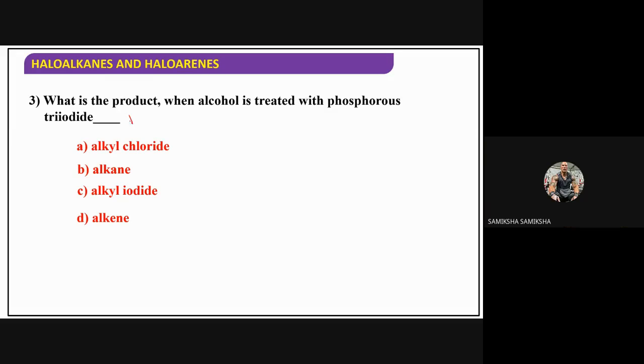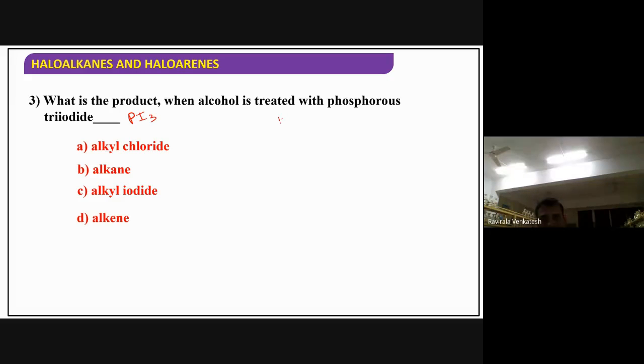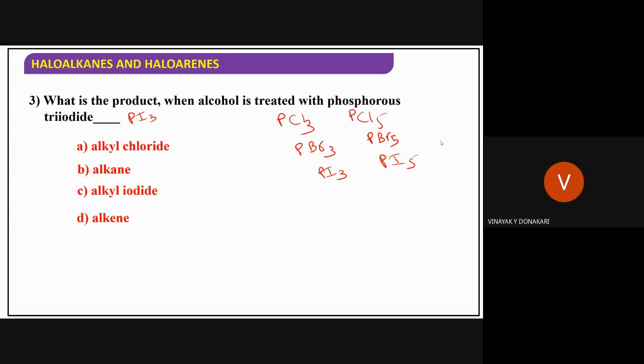PI3. C, alkyl iodide. So actually, I have taken PCl3, I have taken PCl5. Now in place of Cl3, you can take PBr3 or PBr5. You can take even PI3 or PI5. Same reaction, in place of chlorine, you may take bromine or even iodine. The reaction process is the same, but the difference is that in place of chlorine, you can place bromine or iodine. Now tell me what is the answer? C, alkyl iodide.